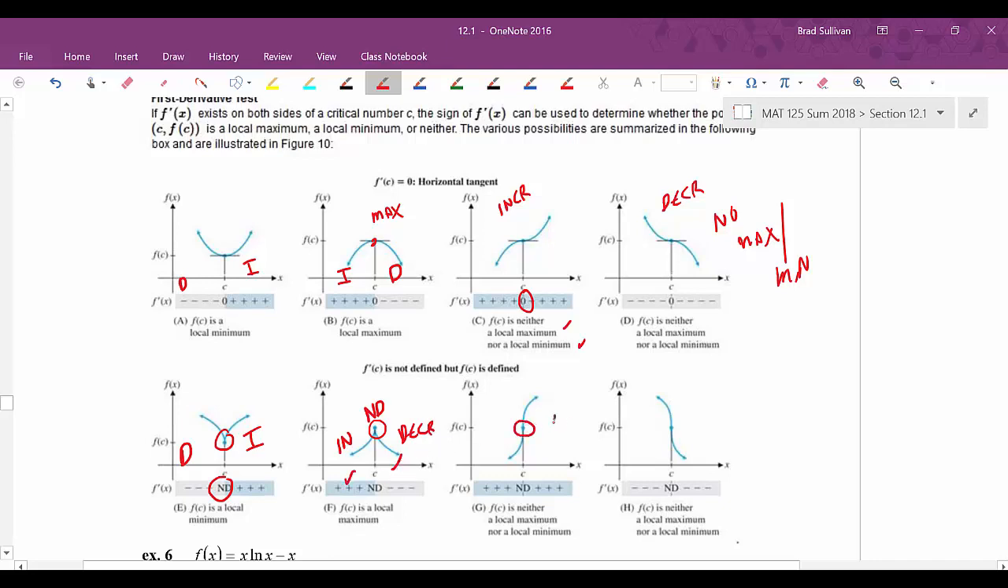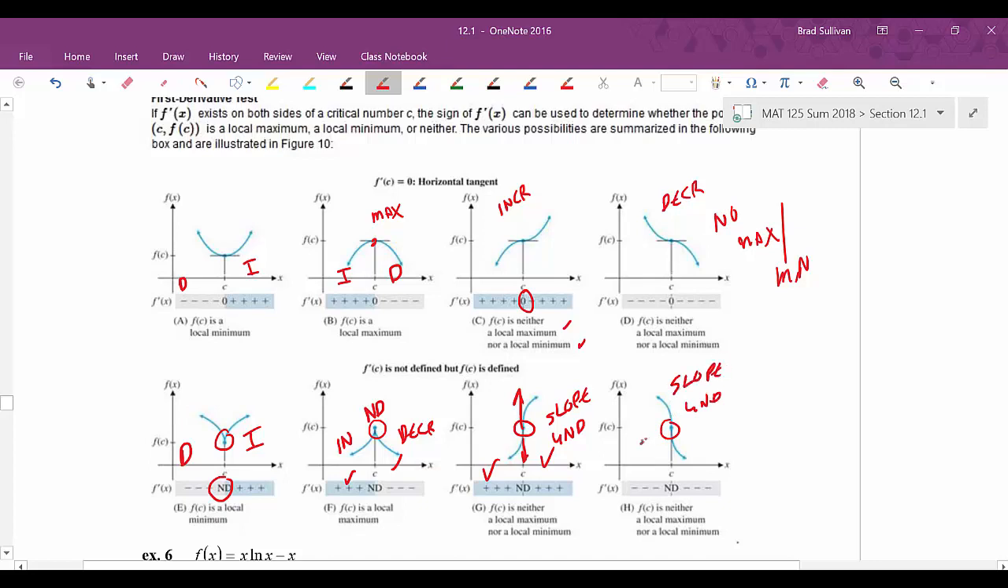This one, slope is undefined. The slope, this tangent line on that would be a vertical line, so it has an undefined slope. Then you would be increasing through that whole interval. You would end up evaluating that with two positive derivatives. And then this one is just the opposite.